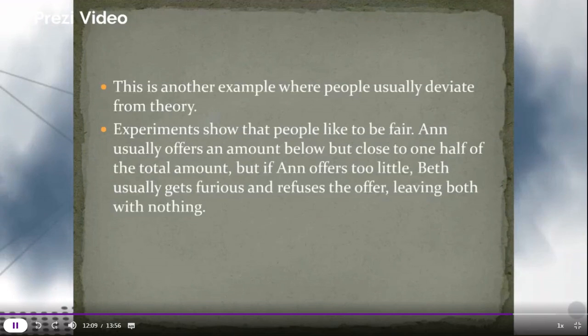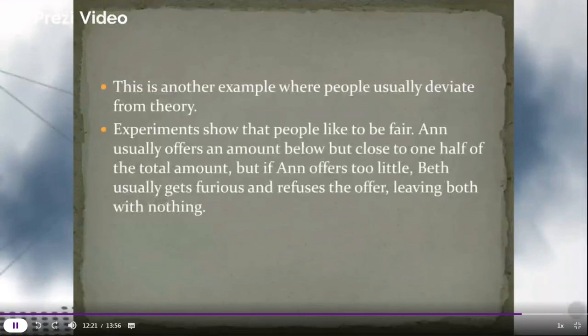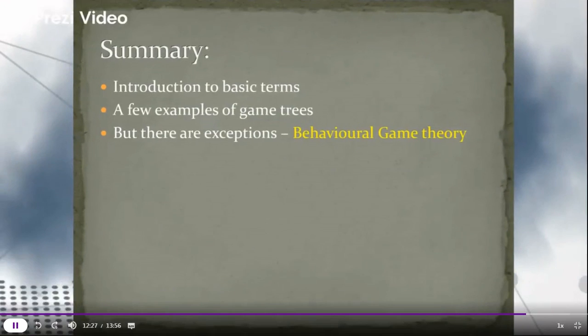And this is another example where people usually deviate from theory. Theoretically, that should not happen. 2.5 should not happen by backward induction. It should be either 1 or 0, you can check. But in reality, that doesn't happen. So that's why we're breaking free from the concept of rationality and gradually going to something called behavioral game theory.